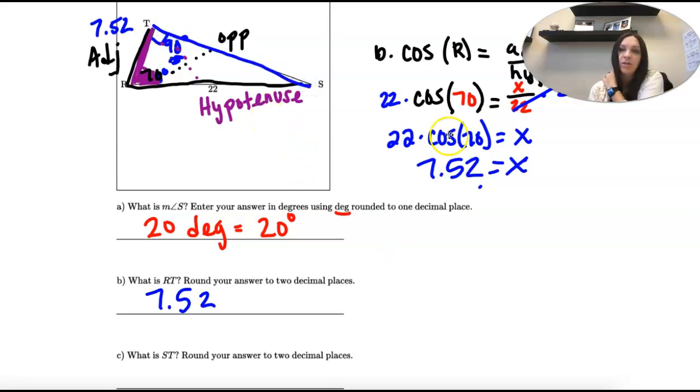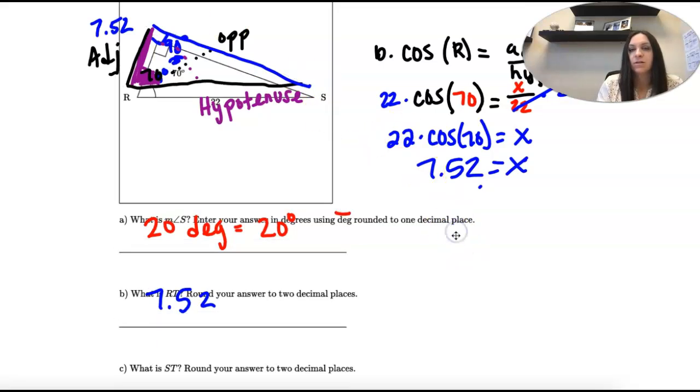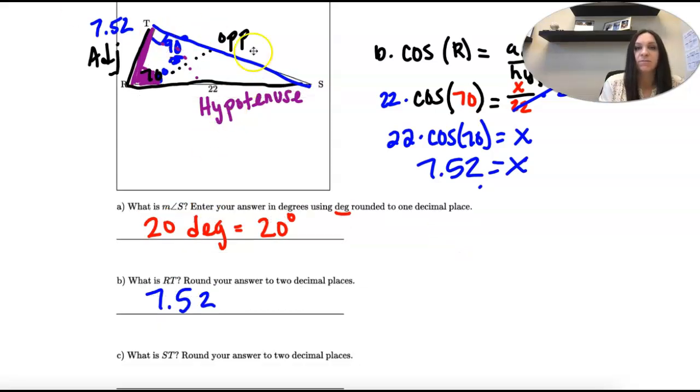Okay, so I'm going to do the same thing we just did. Oops. So, I'll move the whole thing, dang it. Let's see if I can move it back. There we go.